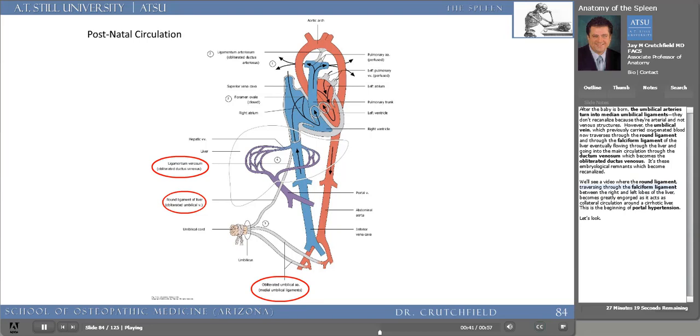We'll see a video where the round ligament, traversing through the falciform ligament between the right and left lobes of the liver, becomes greatly engorged as it acts as collateral circulation around a cirrhotic liver. This is the beginning of portal hypertension. Let's take a look.